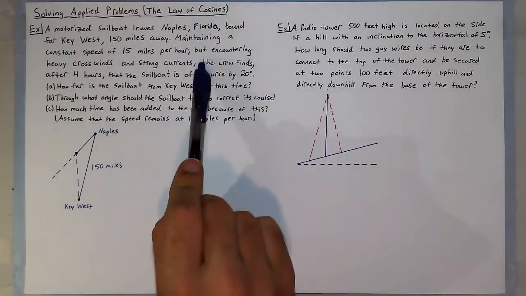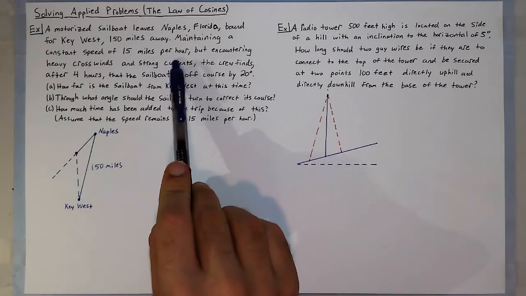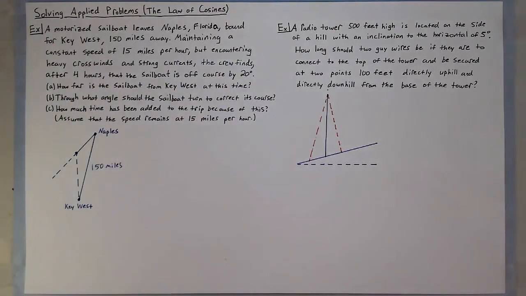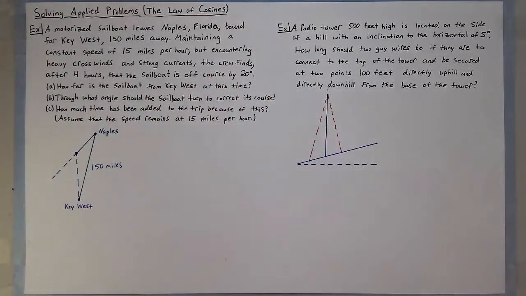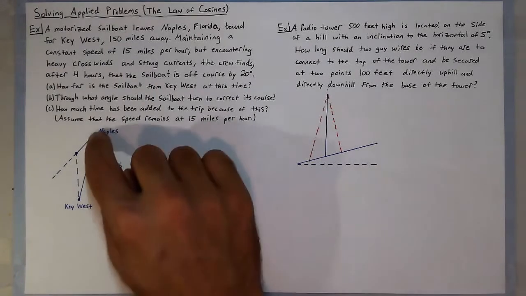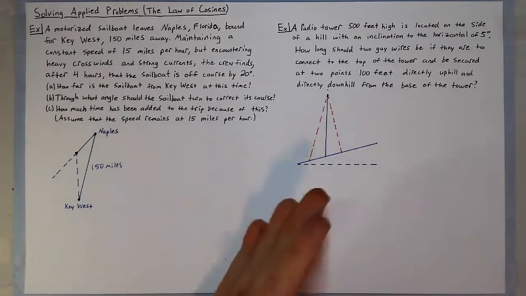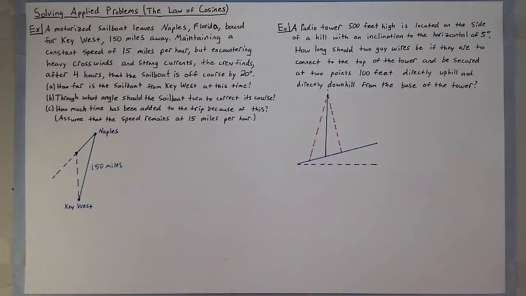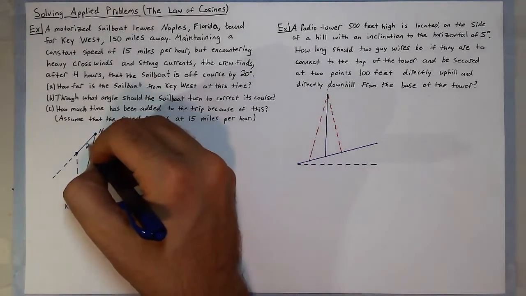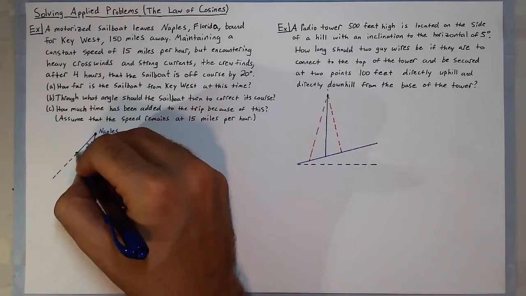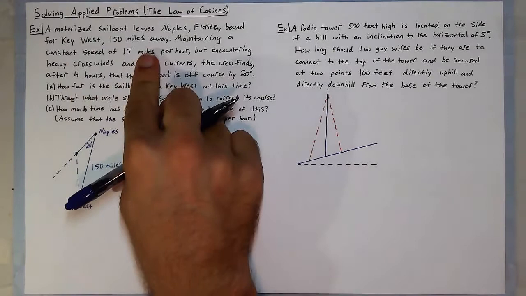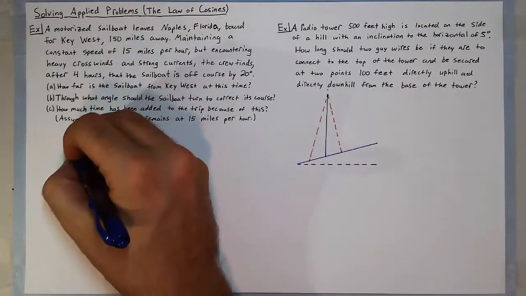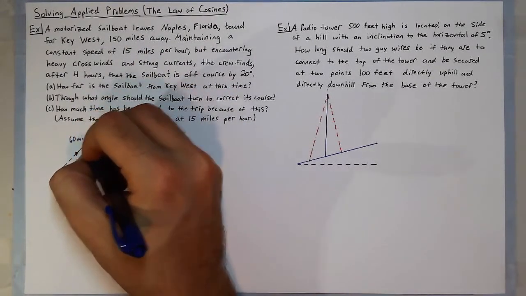Now, maintaining a constant speed of 15 miles per hour, but encountering heavy crosswinds and strong currents, the crew finds that after 4 hours, the sailboat is off course by 20 degrees. So initially they were supposed to go this way, but now they're off course by 20 degrees. So this angle here is 20 degrees, and now they're off in this spot somewhere, which after 4 hours going 15 miles per hour, 15 times 4 is 60 miles they've gone off in that direction.